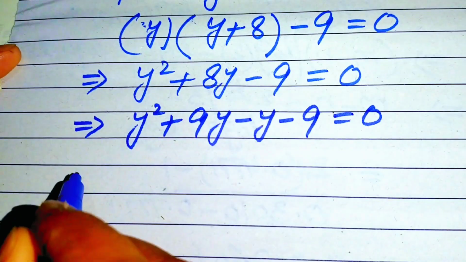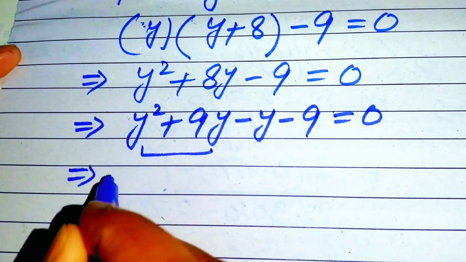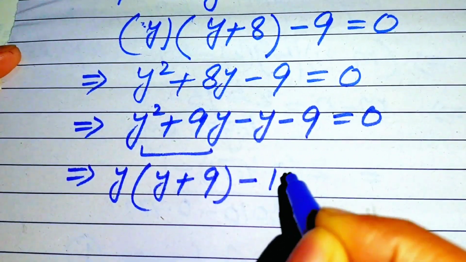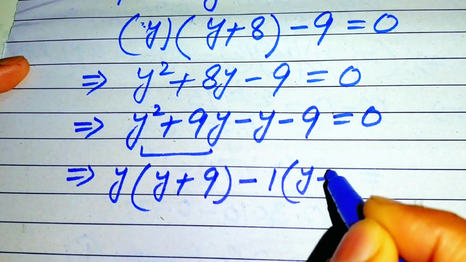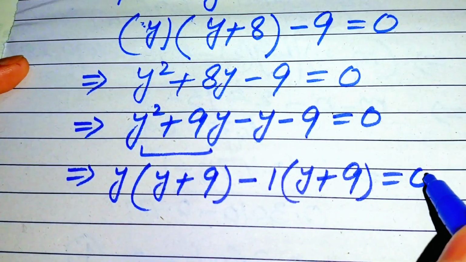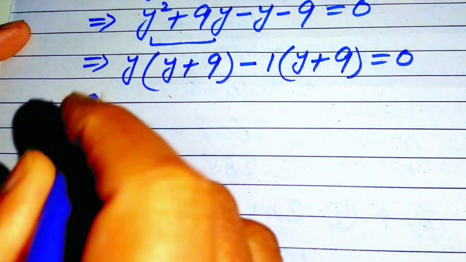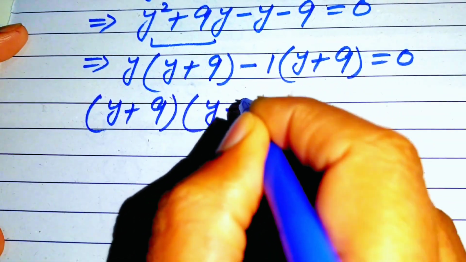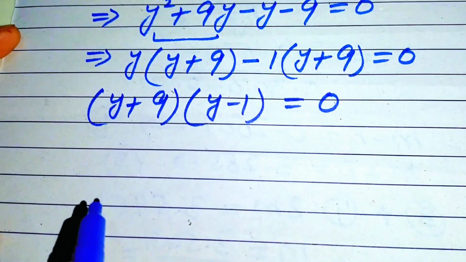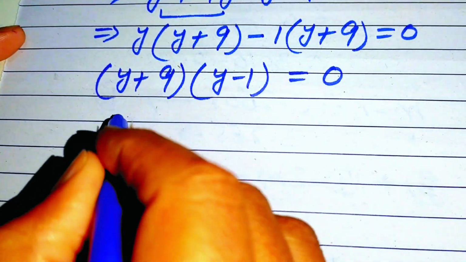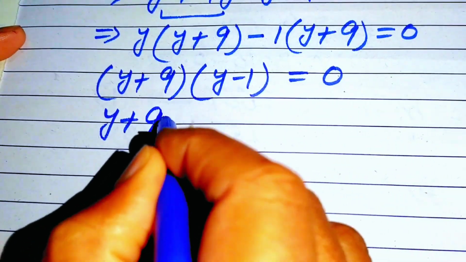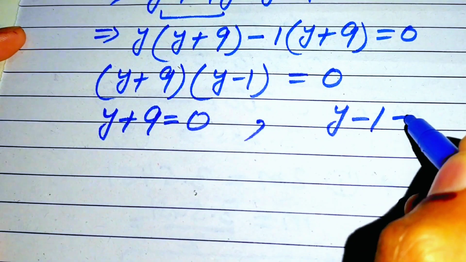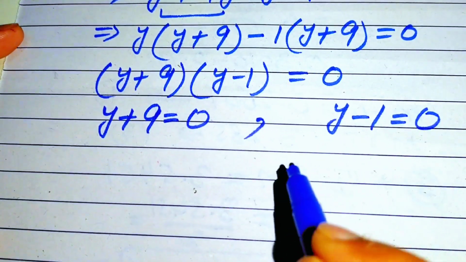We rewrite it as y square plus 9y minus y minus 9 equals 0. Here we take y common from the first two terms, and we get y times (y plus 9), and here we take common minus 1, and we get minus (y plus 9) equals 0. Here you see that we have y plus 9 as the common factor, and we get (y plus 9) times (y minus 1) equals 0. Now we convert this equation into two cases: the first case is y plus 9 equals 0, and the second case is y minus 1 equals 0.